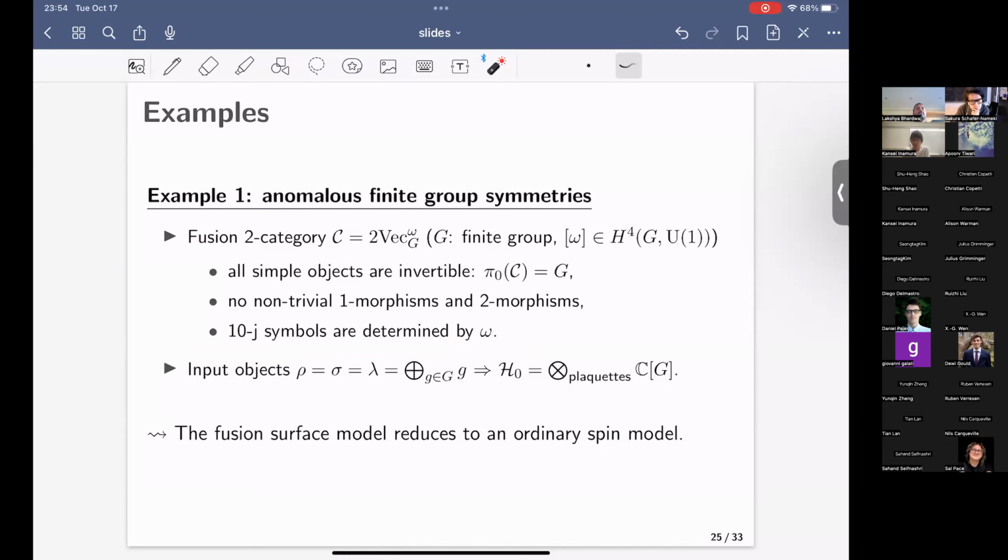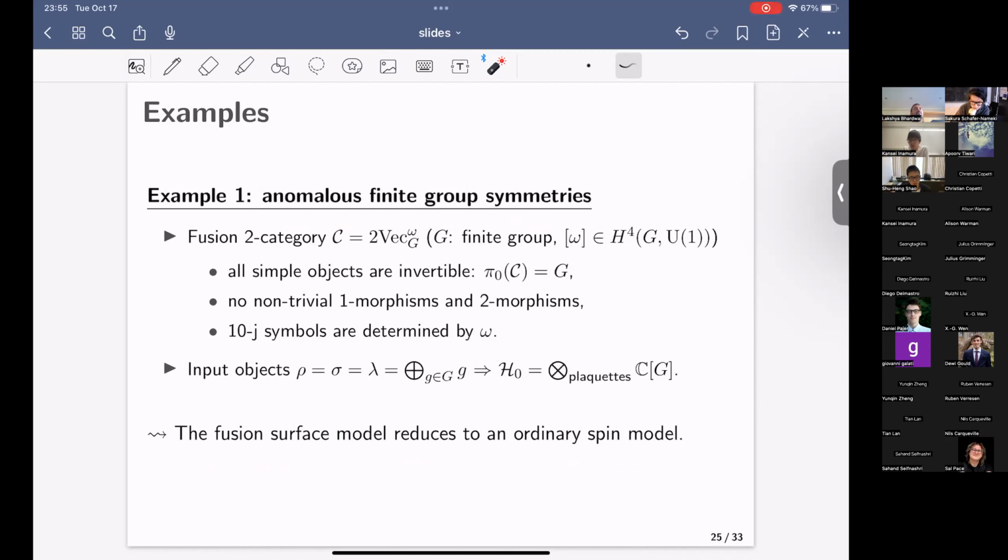And in order to obtain the fusion surface models with this symmetry, we need to choose the input objects ρ, σ, λ. And there are many possible choices. But here, for simplicity, we choose these objects to be the sum of all the simple objects. And in this case, the state space of this model becomes a product of local state spaces. And here, the local state space on each plaquette is just the regular representation of the finite group G. So this shows that the fusion surface model, in this case, reduces to an ordinary spin model where each spin lives on a plaquette of the honeycomb lattice, and it takes values in a finite group G. So this is an ordinary G-valued spin model. And this G-valued spin model is guaranteed to have the finite group symmetry by construction.